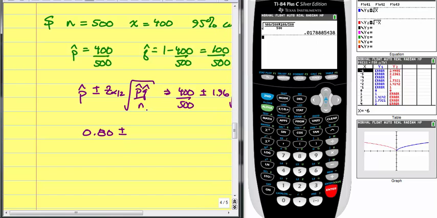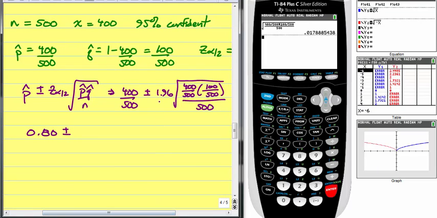Now if I take this number times 1.96, that's going to give me my margin of error. So what I get here then is 0.0350615459, and we don't need all that, but it's a good start. So I get 0.80 plus or minus, let's go ahead and go to 4 decimal places, 0.0351.